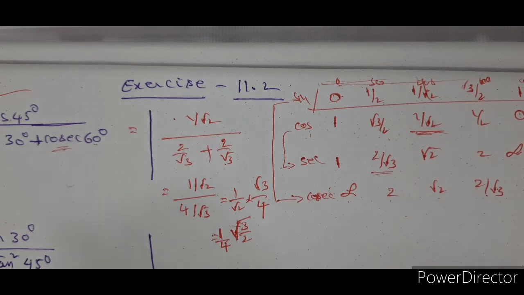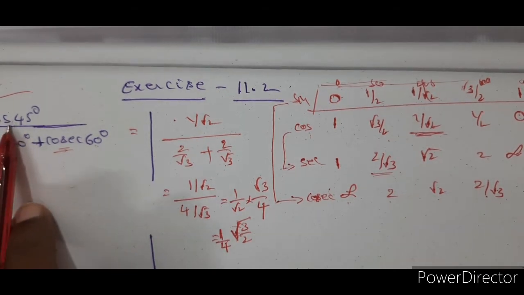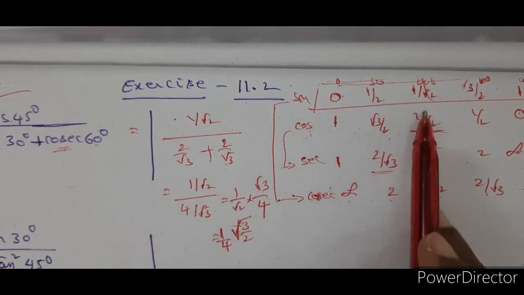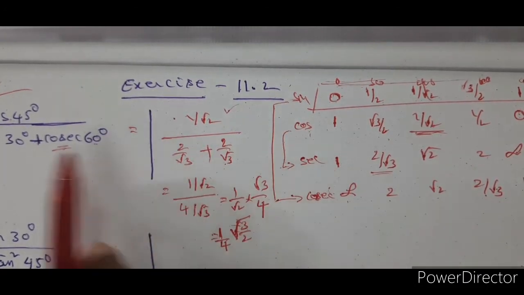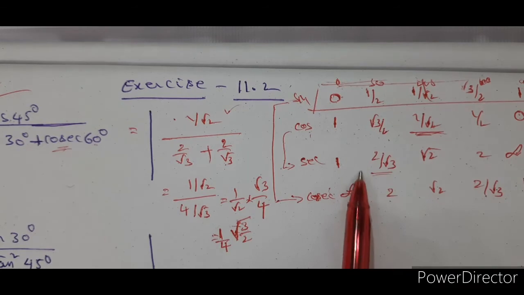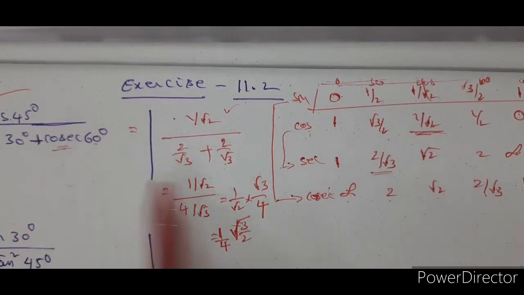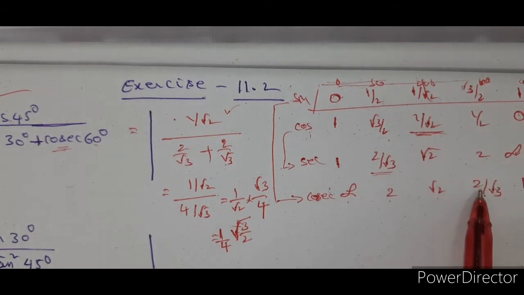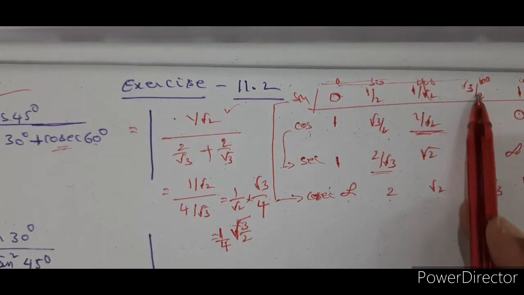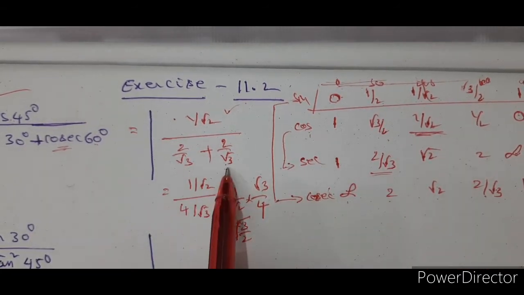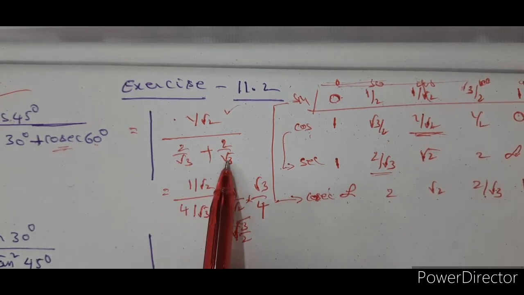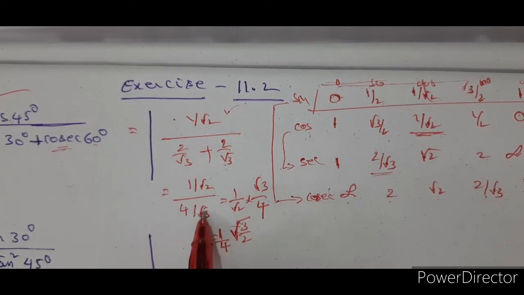Okay. Let us check whether we have done everything properly. What is cos 45? 1 by root 2. Done. Secant 30 degrees is 2 by root 3. Right. Cosecant 60 degrees is 2 by root 3. So root 3 is common, like the LCM. 2 plus 2 is 4, so 4 by root 3, and 1 by root 2 divided by 4 by root 3.